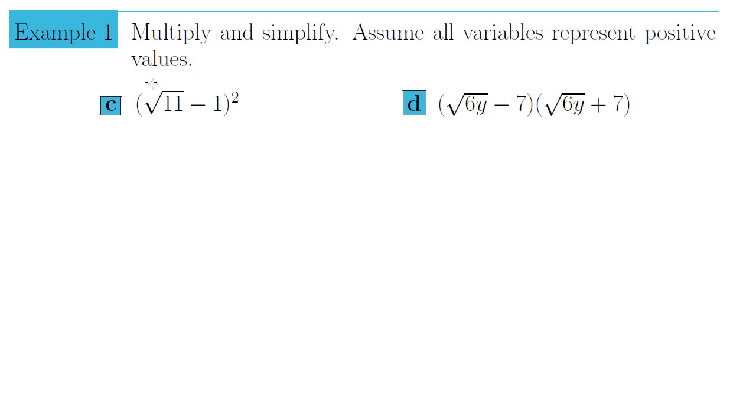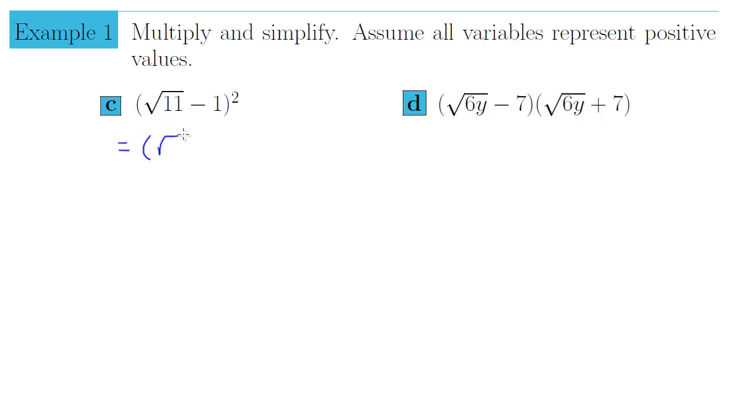On to part C, which gives us root 11 minus 1 quantity squared. Again, you got to think of this like polynomials. If you were squaring a binomial, if you were squaring something that has a plus or minus in the middle, you cannot put the square to each term. You have to write it out. Okay, there's no shortcut here.